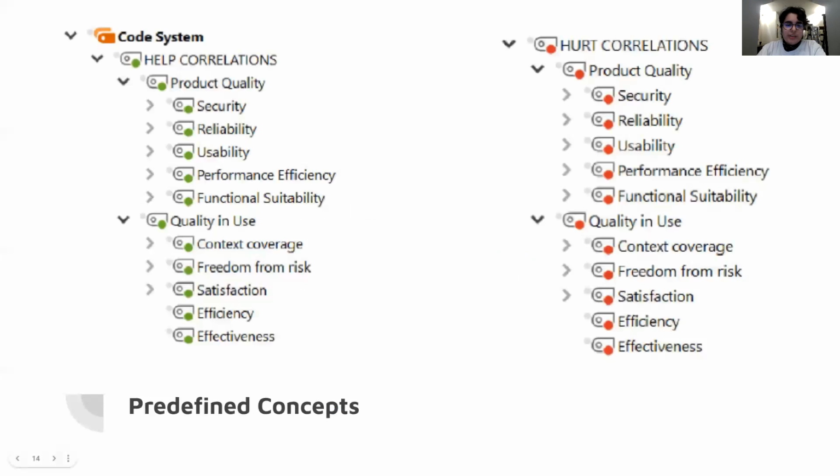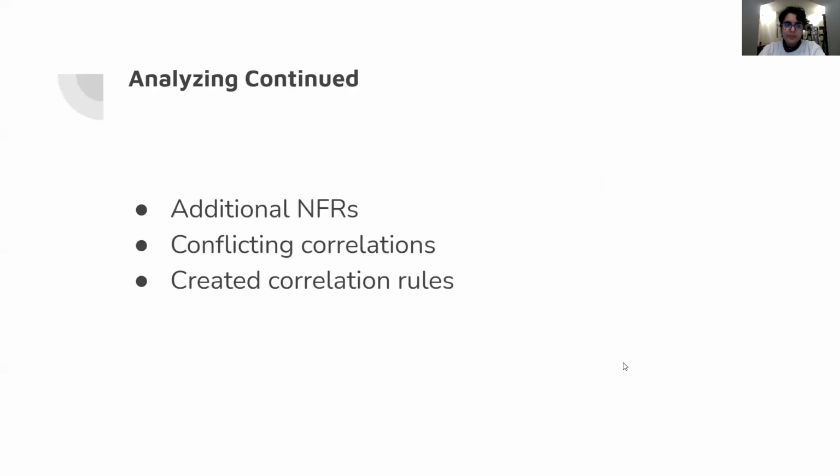This graphic shows the predefined concepts used for codification of correlations. On the left are all the helpful correlations, while on the right are all the negative correlations. A few NFRs that were not previously defined were mentioned several times by developers and therefore added to the list. There were a couple of conflicts where both positive and negative correlations were reported for the same NFR. In these cases, the correlation with the most citations was selected. Overall, 120 correlation rules were created.